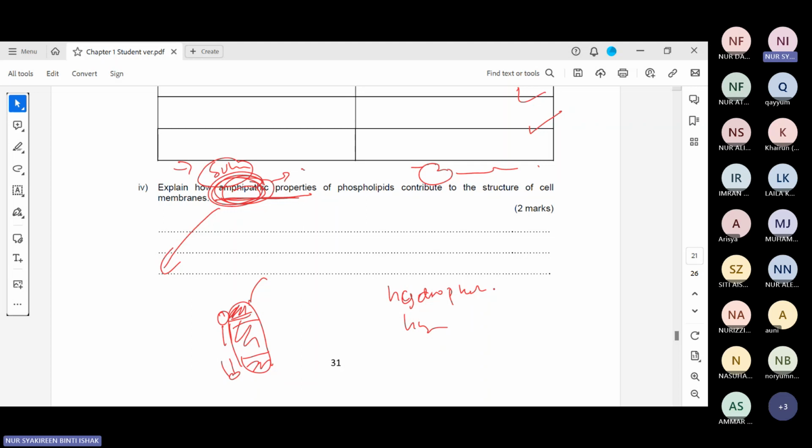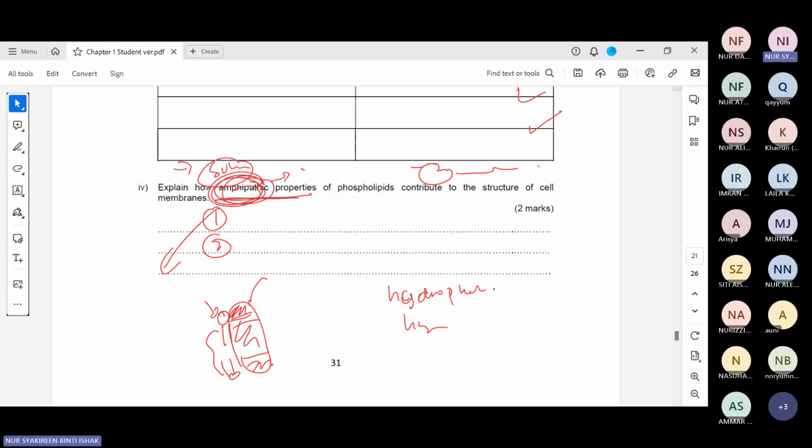Okay, so explain how amphipathic properties of phospholipid contribute to the structure of membranes. Kan, sebab dia ada hydrophilic heads and also hydrophobic tails. They will assemble to form a phospholipid bilayer of the cell membrane, where boleh explain apa jadi.